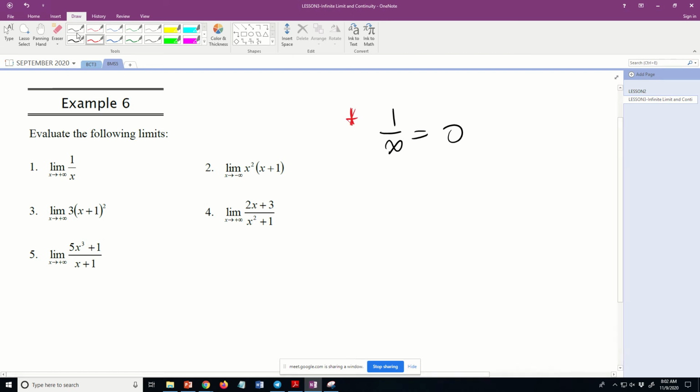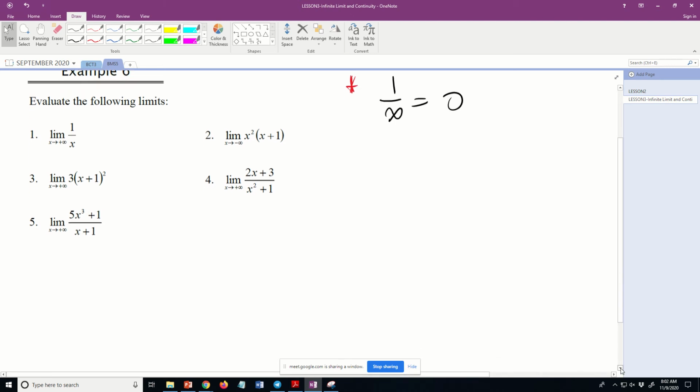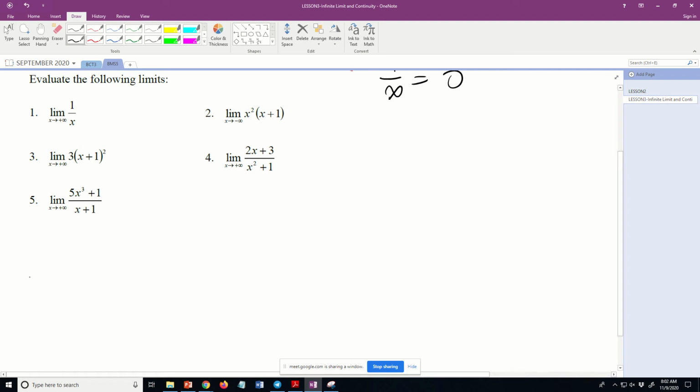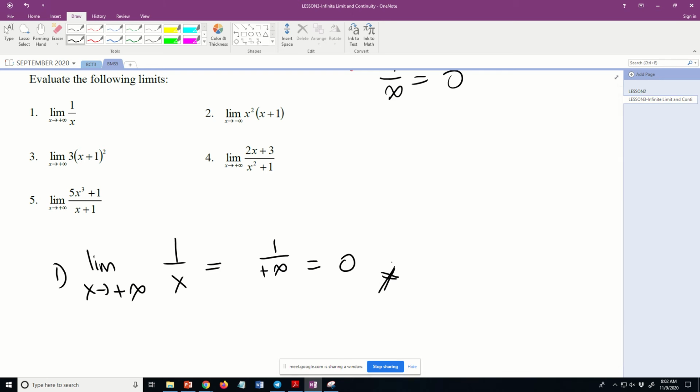Now, I'm going to the first question. Limit x approaches infinity of 1 over x. When I do substitution, bila saya ganti positive infinity, saya akan dapat 1 over plus infinity. So 1 over infinity, of course we know that is equal to 0. Ini jawapan kita. That's how we answer the question. So 1 over infinity goes straight to 0.